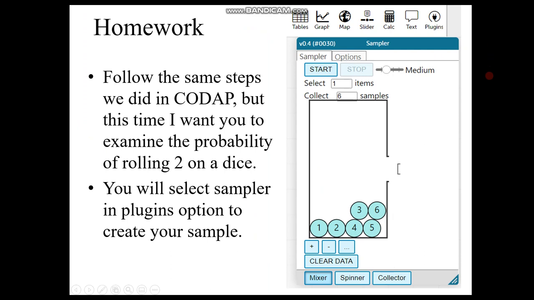Okay, this is time for your homework. Follow the same steps we did in CODAP, but this time I want you to examine the probability of rolling 2 on a dice. You will select sampler in plugins to create your sample, and your sampler should look like this. Okay, you will select one item out of 6 samples.